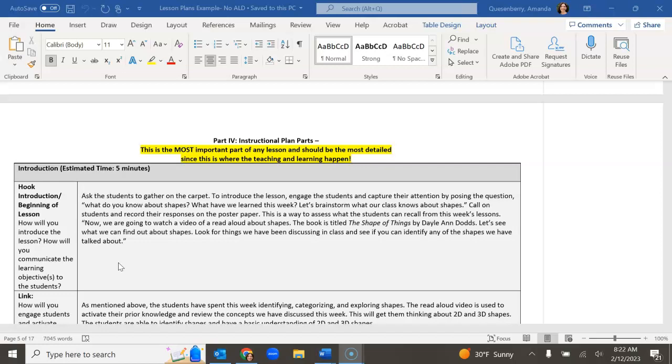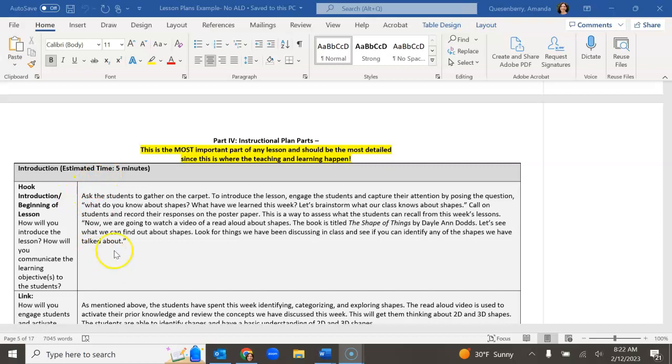So how are you going to introduce this lesson? How are you going to get students interested in learning more? How are you going to communicate what you want students to learn from this lesson? All that happens at the beginning, the hook of the lesson.